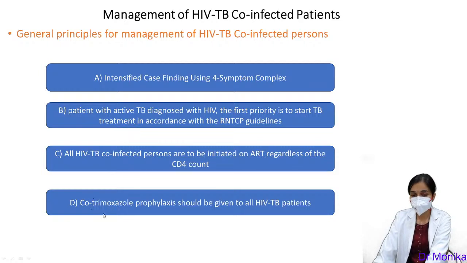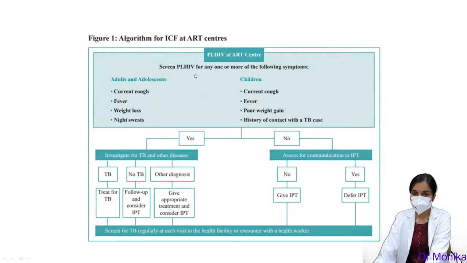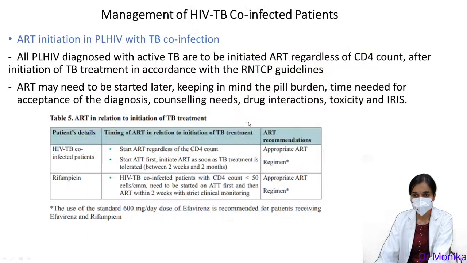And fourth, cotrimoxazole prophylaxis should be given to all HIV-TB patients to reduce the cases of bacterial pneumonia as well as many parasitic infections such as pneumocystis infection, nocardiosis, and isosporiasis. So this is the algorithm which is followed for intensified case finding in the ART setting by using the 4-symptom complex, that is current cough, fever, weight loss, night sweats. In case of children, there should also be a history of contact with a TB case.